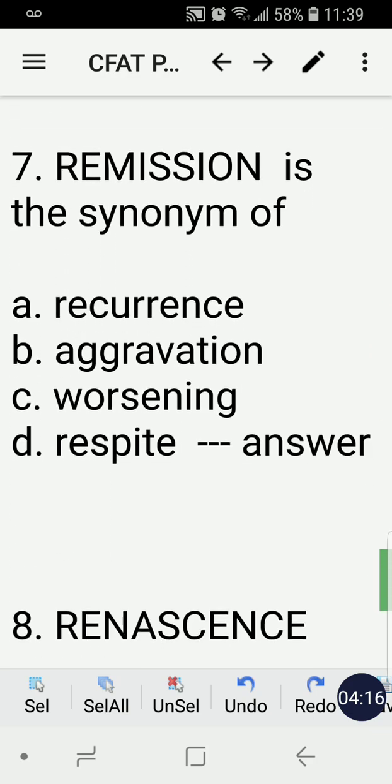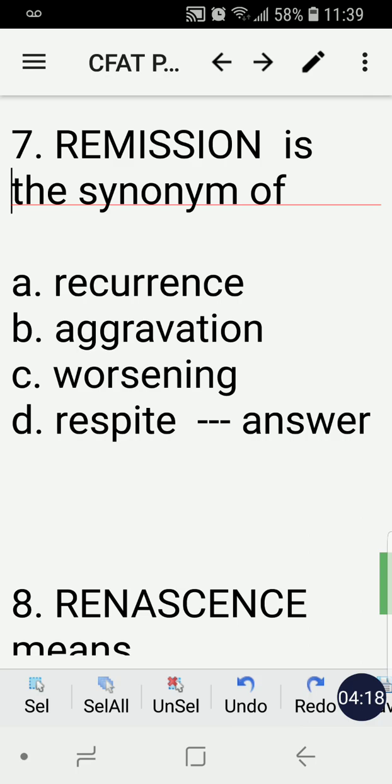Number seven. Remission is the synonym of A, recurrence. B, aggravation. C, worsening. D, respite. Correct answer is D, respite. Remission is the synonym of respite.